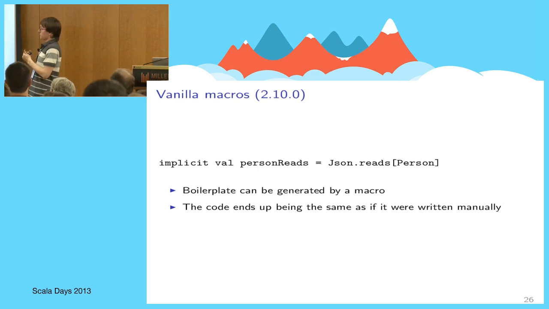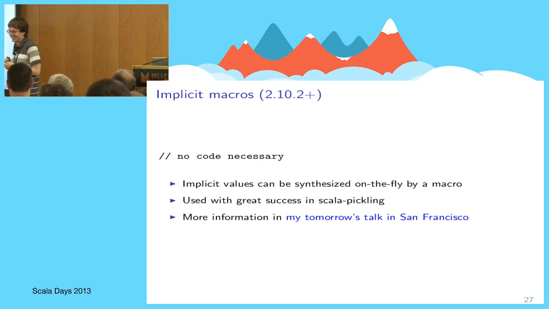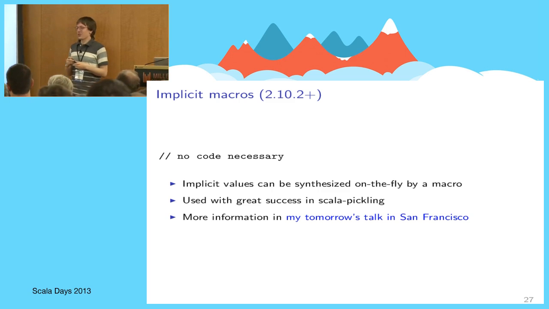But still, there's some boilerplate, right? This necessity to write implicit vals for all the classes that you want to serialize. And here's where implicit macros come in. And they bring boilerplate elimination to a whole new level, like that. This technique has some depth. It has a lot of juice, right? And I would like to cover the details right now, but it just won't be possible.